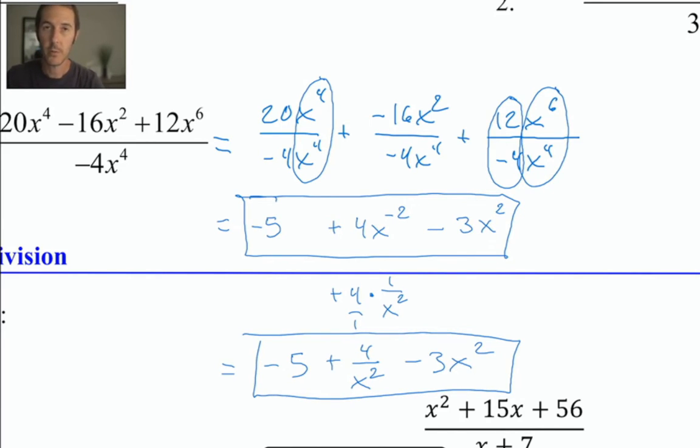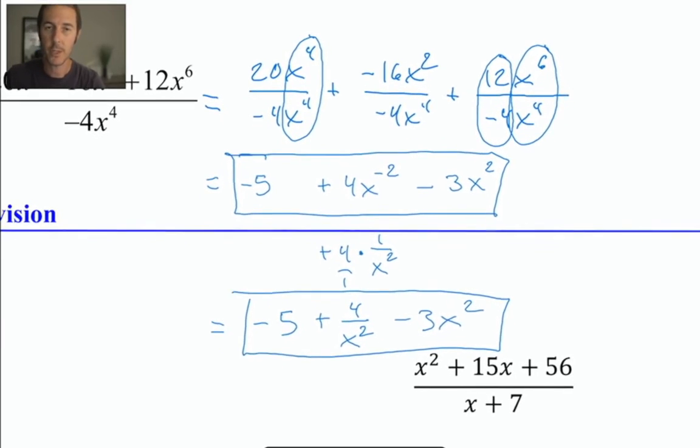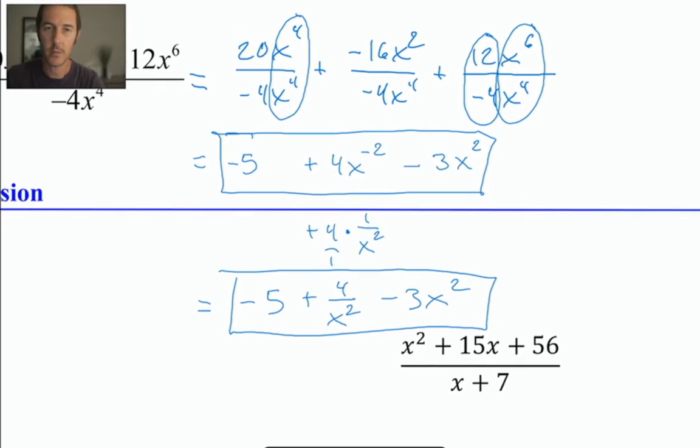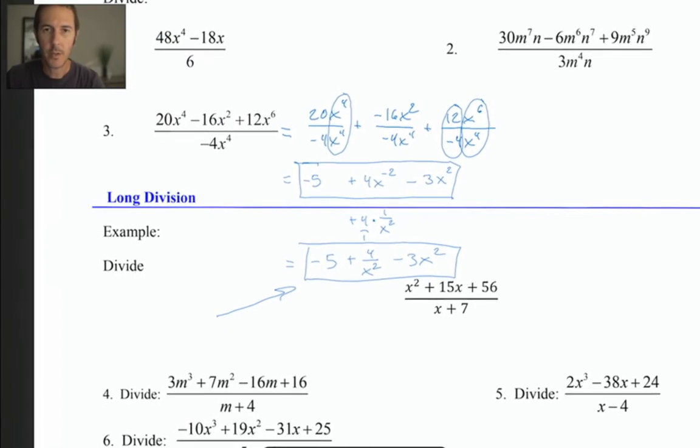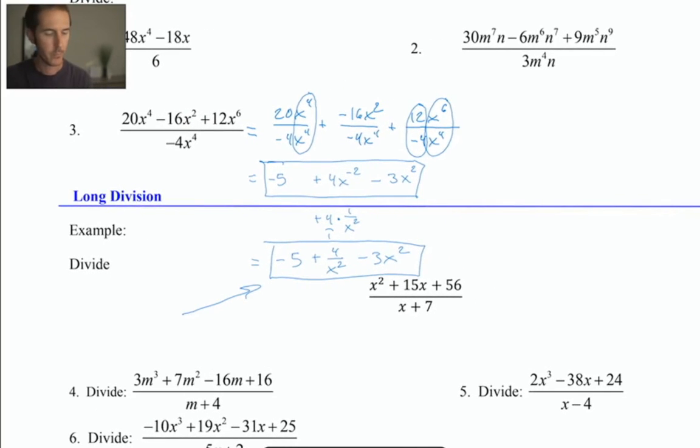If it were a free response question on a test or a quiz, I would definitely accept either one of those. If you're typing your answer into an online service, there might be some specific instructions that say, write your answer only using positive exponents, in which case you would need to use this second option here. So that is dividing a polynomial by a monomial.